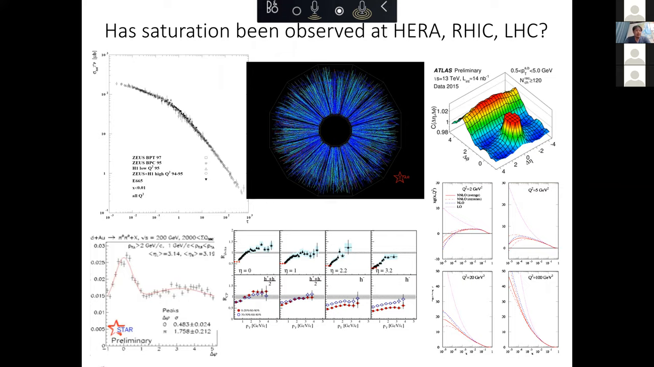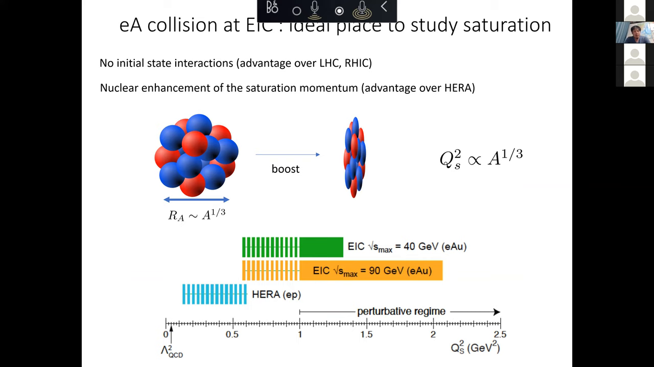So this is why we need an electron-ion collider, because we know that electron-heavy ion collision is the ideal place to study saturation. That is because there is no initial state interaction, since one of the projectiles is a lepton, which doesn't interact strongly. There is also a nuclear enhancement of the saturation momentum: Q_s scales like A to the 1/3, so if A is 200, there is about a 6 times enhancement of the saturation momentum.